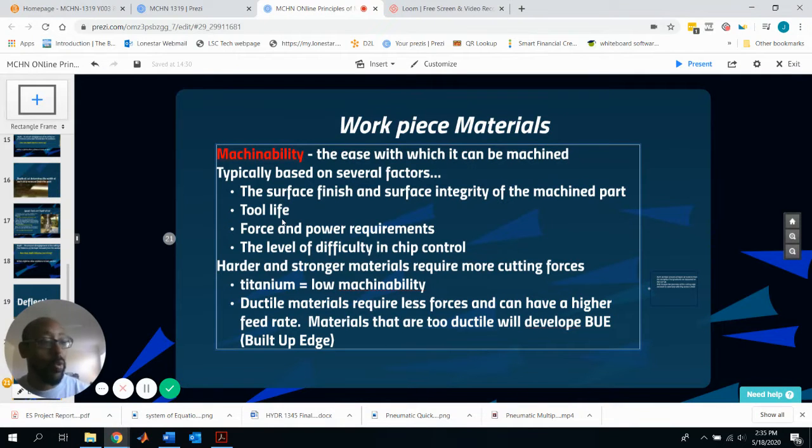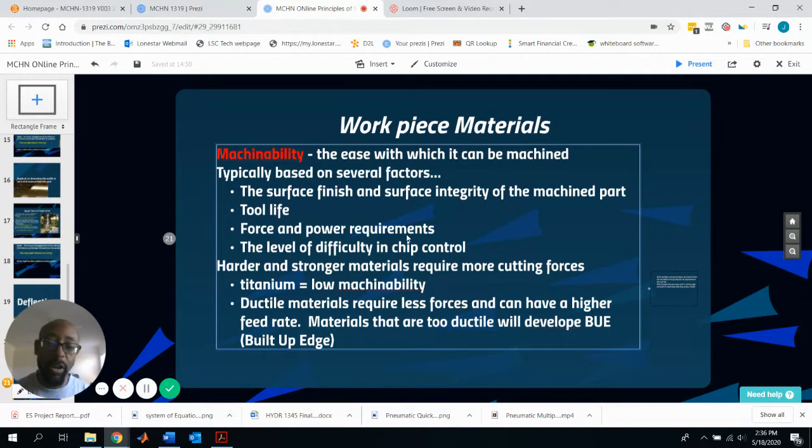It can also be based on the tool life. If you're cutting a particular material and you're running through these cutting tools like nothing, then your tool life is very, very low. That material has a low machinability because you're going through all those cutting tools so fast. It also involves force and power requirements. So how much force, how much power do you need to actually cut that material? And then the level of difficulty in chip control. I told you before that those chips can be very important. Maintaining a consistent size of chip is important because that relates to how consistent your cut is.